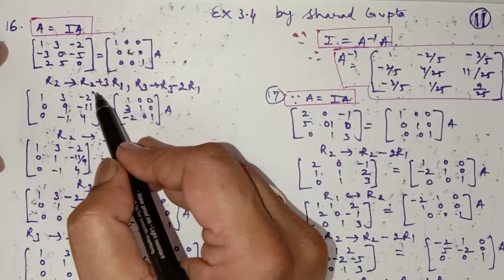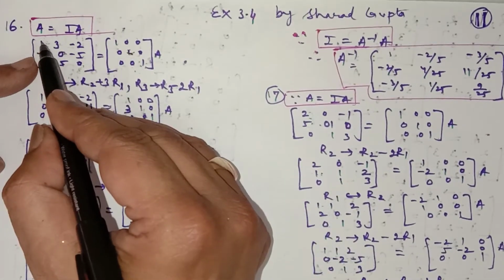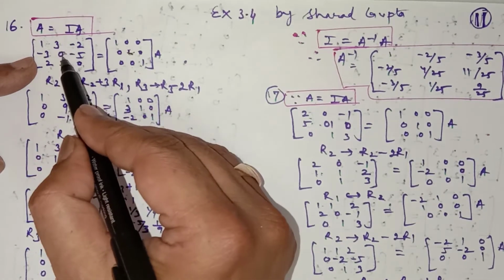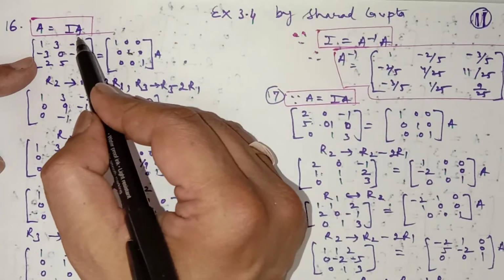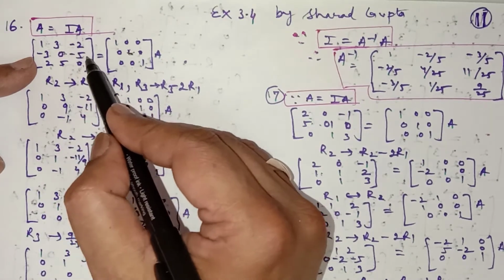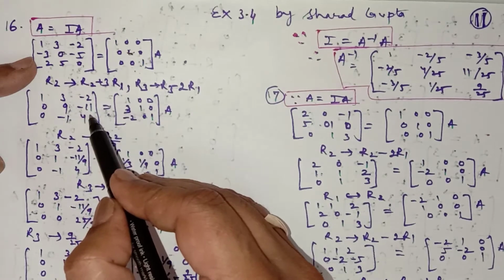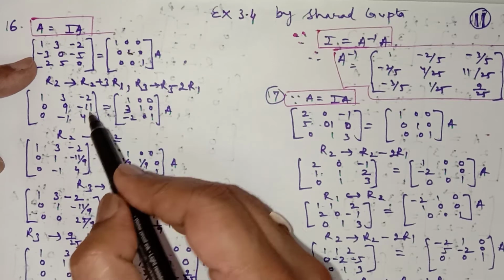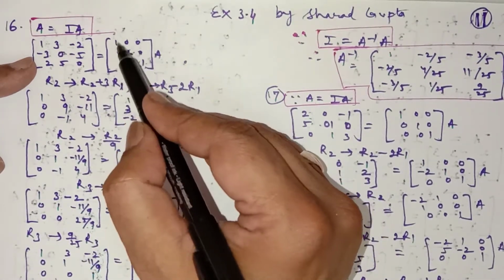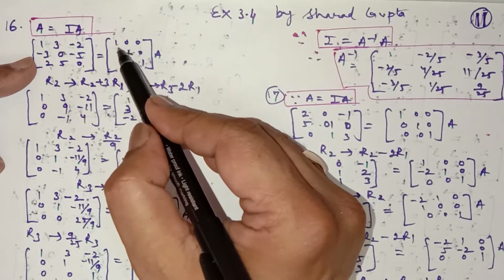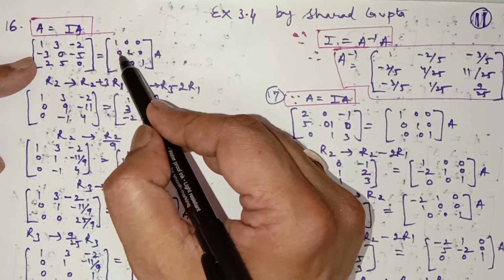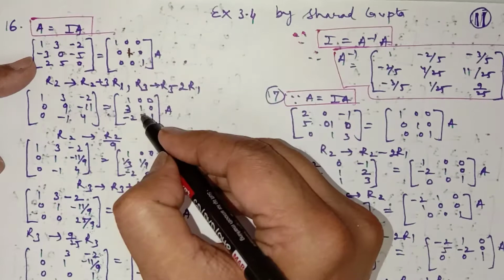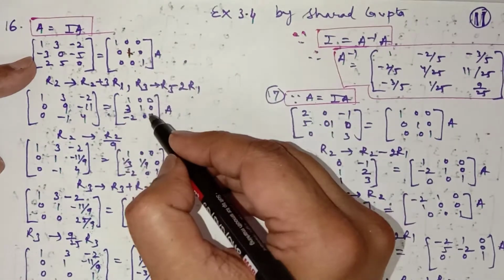Now R2 equals R2 plus 3 times R1. Multiply this by 3 and add it to R2, you'll get 0. Multiply this by 3 and add, you'll get 9. Multiply this element by 3 and add to R2, you'll get minus 11. You can do the calculation in a rough column also, but be careful. Similarly on the right hand side, multiply by 3 and add, you'll get 3, then 1, and then 0.